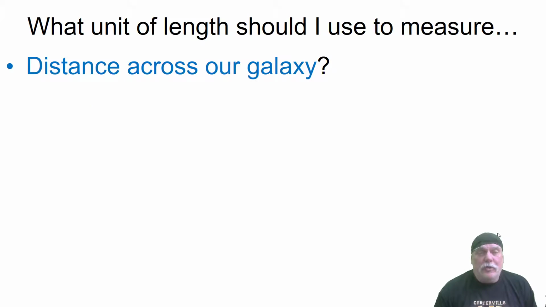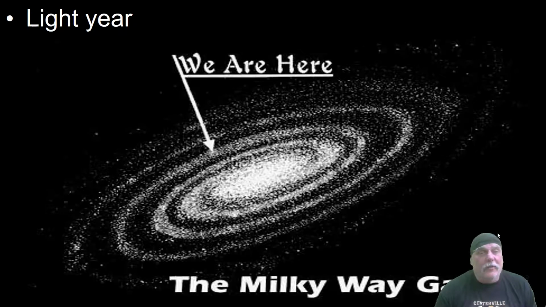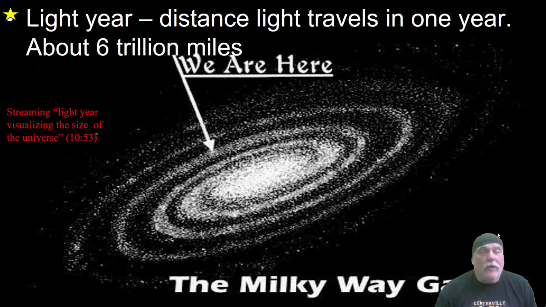What unit of length should I use to measure the distance across our galaxy? The galaxy's pretty big. We're going to use what's called the light year. Now that is kind of a weird one, because a light year sounds almost like a period of time, but it's not. It's a distance. It's defined as the distance that light travels in 1 year. That comes out to be about 6 trillion miles. So it's about 186,000 miles per second, roughly.